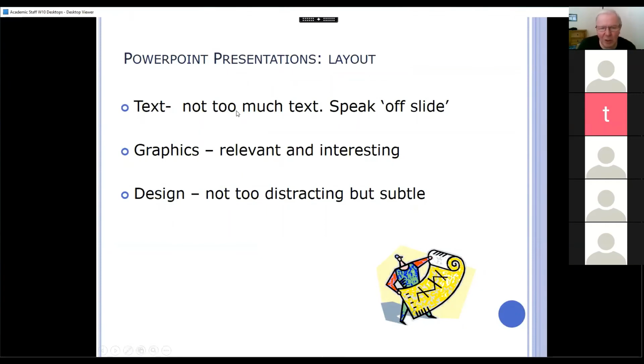Right, next up. As I said, text: not too much on the slide, speak off slide. That doesn't mean you're standing there and speaking off it. It means you've got your notes prepared and you're relying on those and what you've remembered rather than the actual text on the slide. Make sure your graphics are relevant and interesting, and make sure the design isn't too distracting.